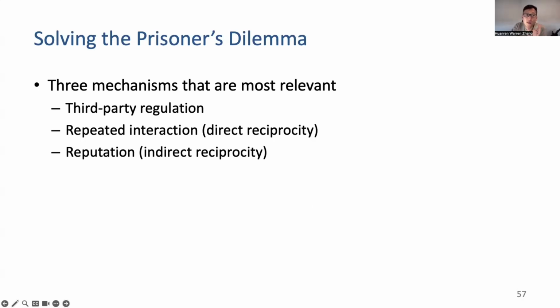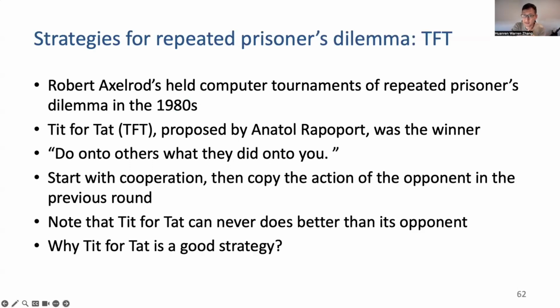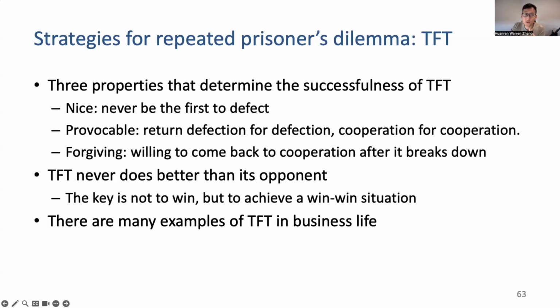One thing that we mentioned related to repeated interaction and direct reciprocity is the strategy that has been proven to be most effective in achieving a good outcome in the repeated prisoner's dilemma. That is tit for tat. Tit for tat is a good strategy because it has these three properties. It's nice: never be the first to defect. It's provocable, meaning it will return defection for defection, cooperation for cooperation, an eye for an eye, a tooth for a tooth, as proclaimed in the Bible.